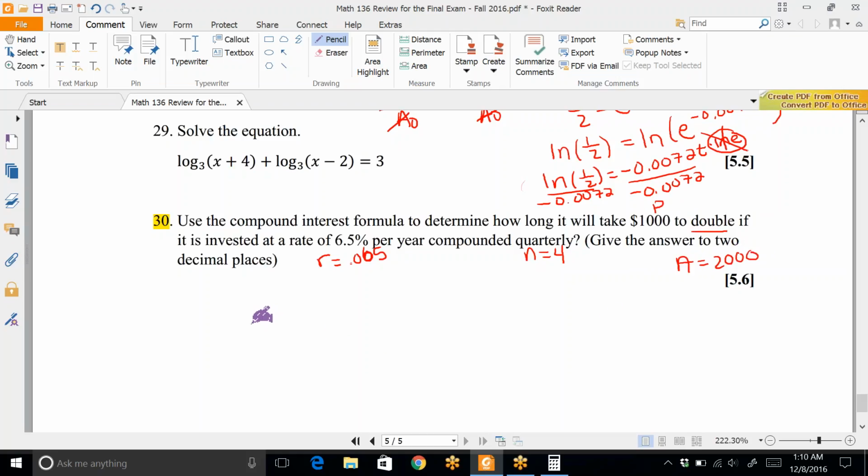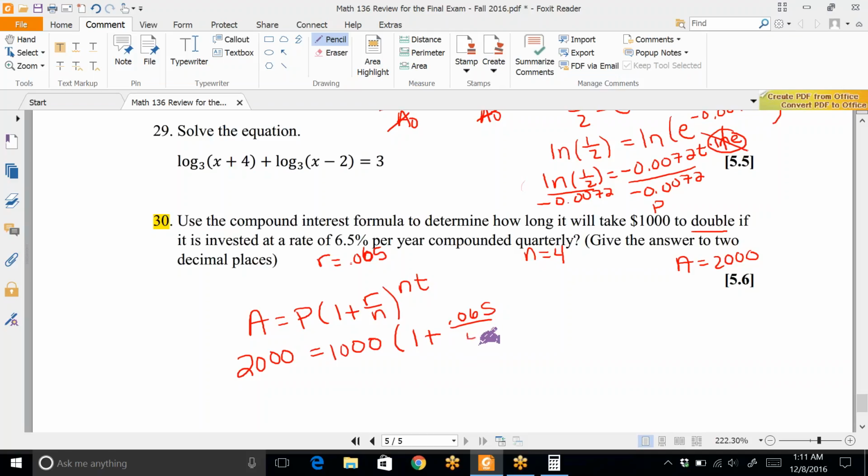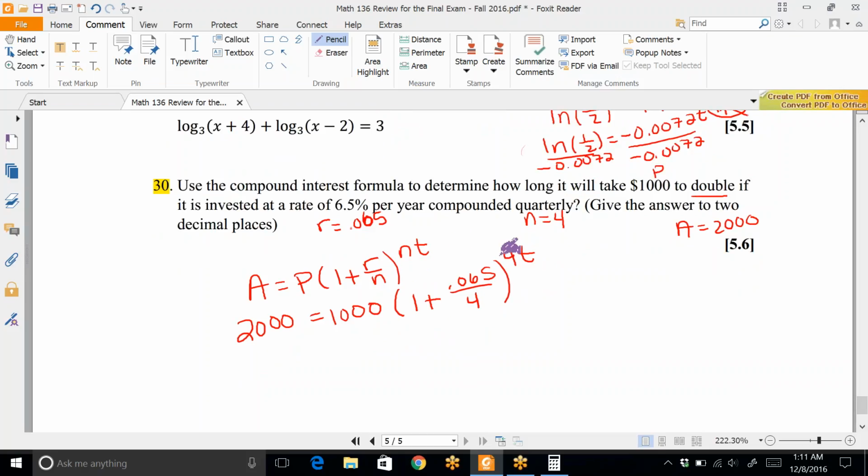And this is not continuous compounding. So this is the regular old compounding formula, the one that has the n in it. So we put in our things that we know. 2,000 equals 1,000 times 1 plus 0.065 over 4. 4 again for n, and we don't know the number of years. So again, because this is a variable in the exponent, we're going to use a log. I would first divide the 1,000 over so that that equals 2.